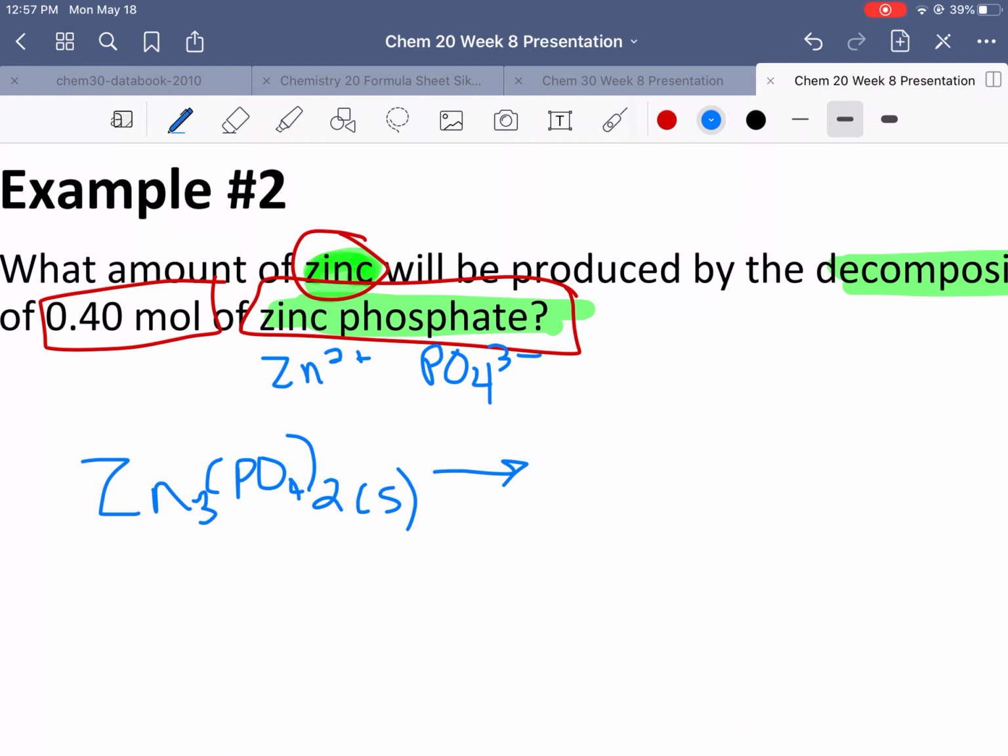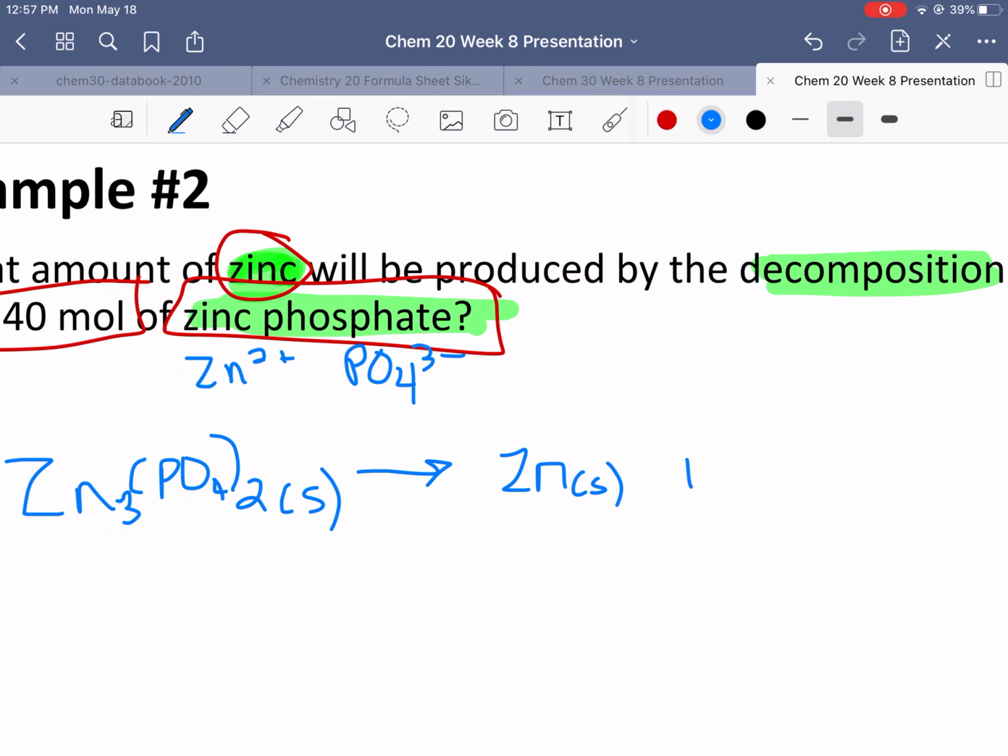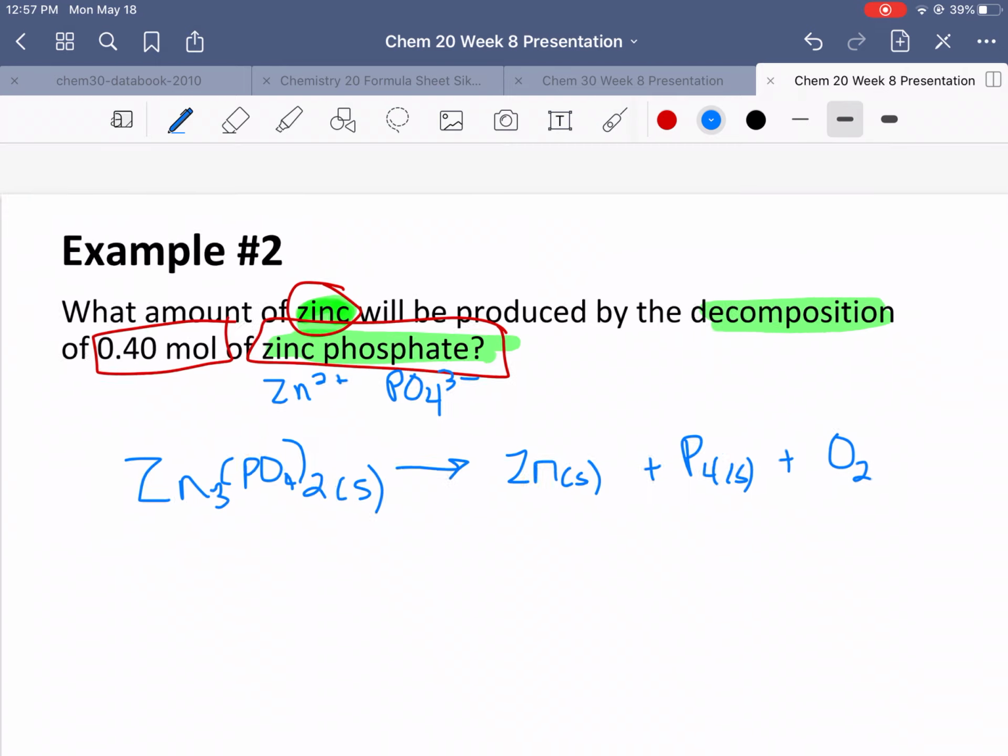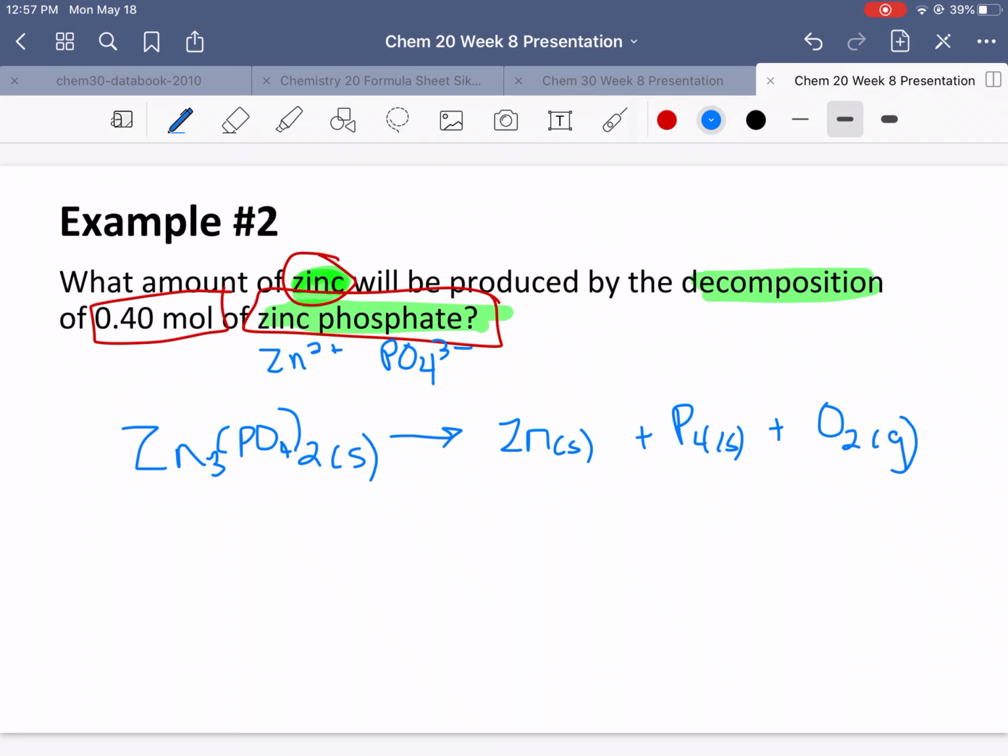Guys, there's issues with this. It is not decomposing into zinc and phosphate. Phosphate is not an element. No, it is decomposing into zinc solid. It is decomposing into phosphorus solid, but phosphorus is weird. It's P4 solid. And it is decomposing into oxygen gas, right? They are individual elements. Let's balance this thing now. When you start to look at it, the phosphorus creates an issue. There's 4 phosphorus on the right. There's only 2 reacting, so I need to put a 2 here right away.